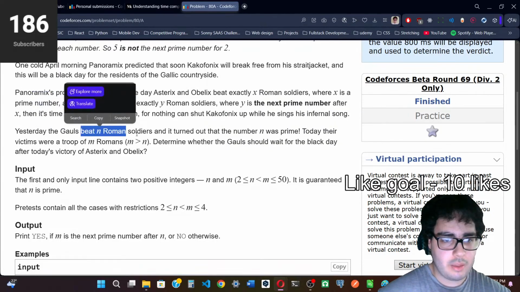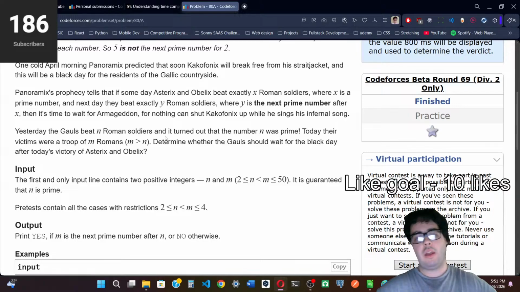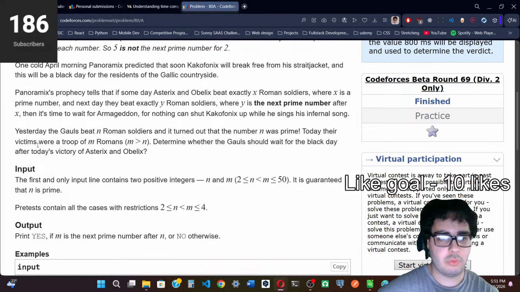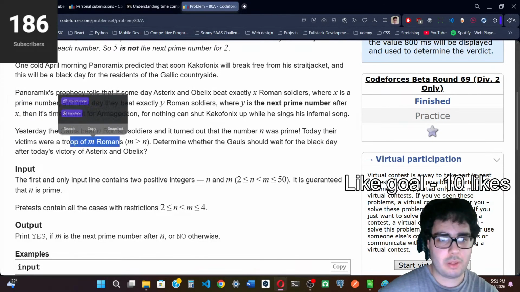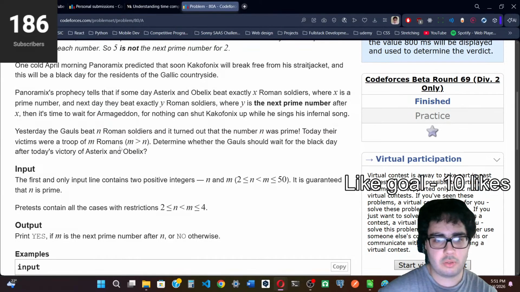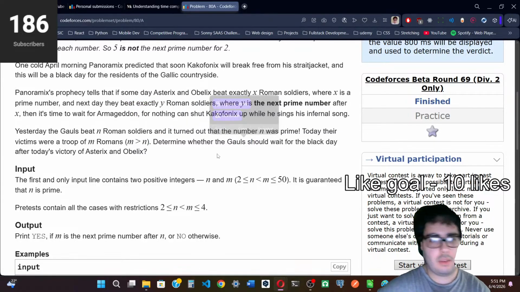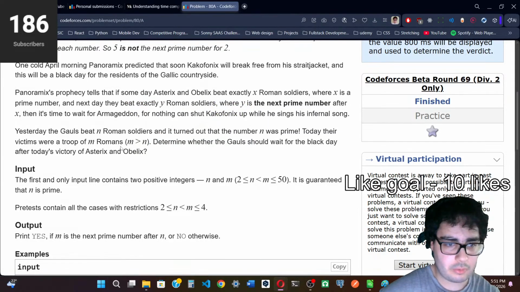Yesterday the Gauls beat N's Roman soldiers, and it turned out that the number N was prime. Today their victims were a troop of M Roman soldiers, where M is greater than N. So it really is the next one. Determine whether the Gauls should wait for the Black Day or after today's victory of Asterix and Obelix.